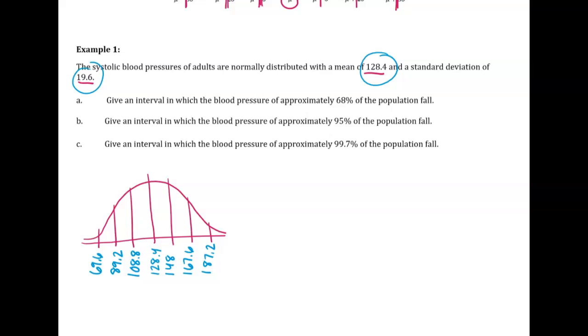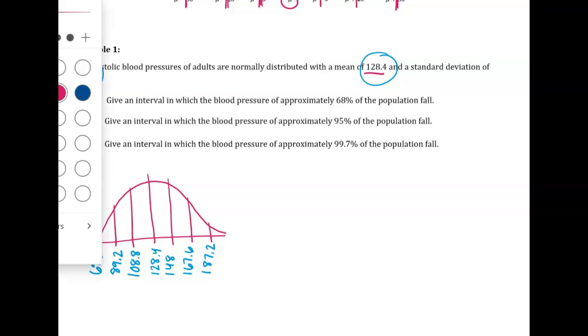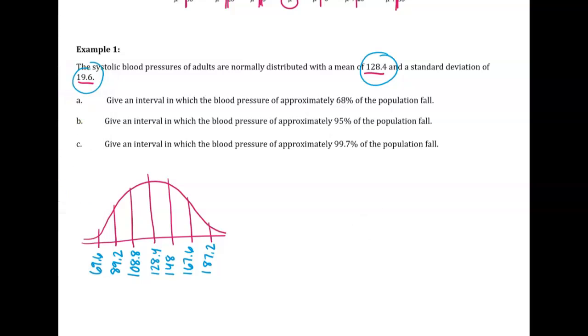What we know is that 68% of the data ends up falling within one standard deviation of the mean, because that's just the definition. Our mean is right here, so one up and down is right in here. That's going to be our 68%. So that interval is from 108.8 to 148.